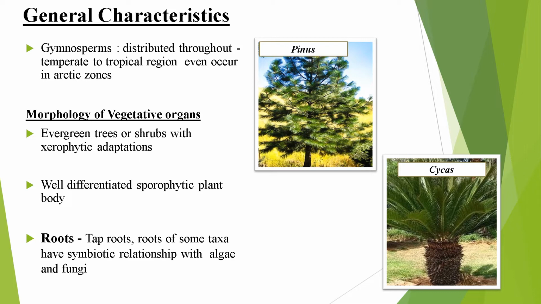The plant body is well differentiated, that means it has true leaves, root, stem, and it represents the sporophytic generation of the plant. That can be said that diploid phase of the plant. Roots in gymnosperms are tap roots, but roots of some taxa show association with the other plant groups, for example coraloid root of cycas and mycorrhizal root of pinus.